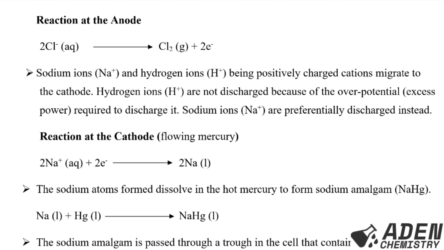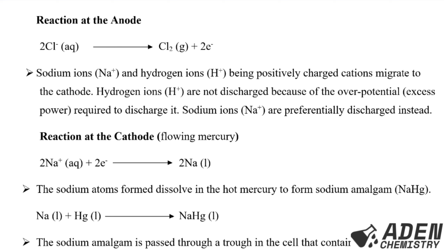Next, sodium ions and hydrogen ions, being positively charged cations, migrate to the cathode. What's the cathode? The cathode is the electrode which is connected to the negative terminal of the battery. So sodium ions and hydrogen ions, being positively charged cations, will be moving towards the negative terminal of the battery, which is the cathode.